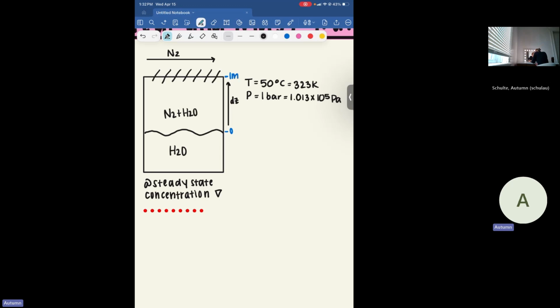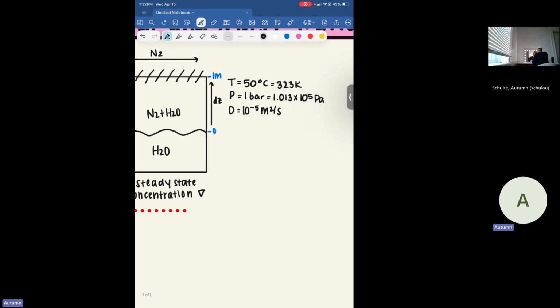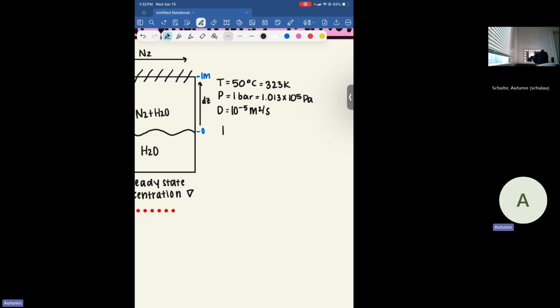If you remember from our previous equations, we also had a diffusion coefficient. And since we're talking about the vapor phase, this diffusion coefficient is kind of a set value. It's an agreed upon value that is 10 to the negative 5th meters squared per second. Now, we're going to be concerned with finding the molar flux of our water. So I'm going to rewrite out our term for the molar flux of our water.